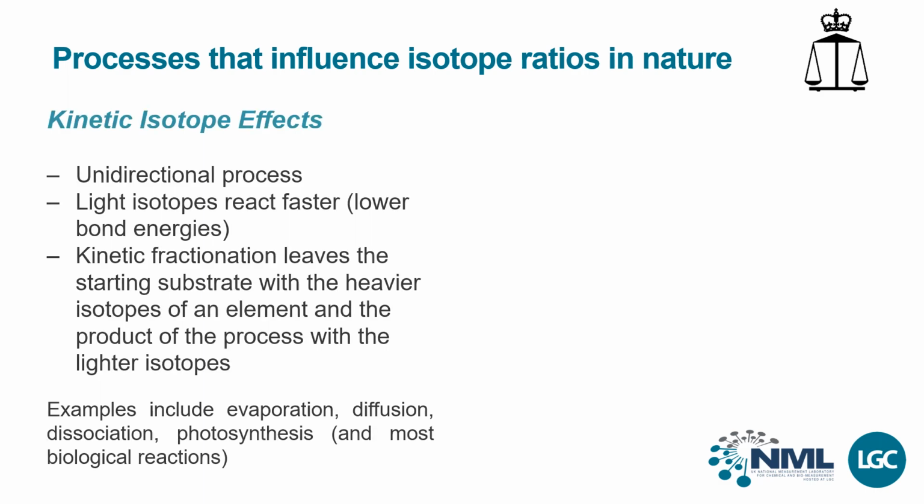The kinetic isotope effect is a unidirectional process and is due to differing energy requirements of isotopes during a phase change. For example, during evaporation of water from a lake, it takes more energy to vaporize the higher mass isotope, so the water vapor will contain a relatively higher proportion of the lighter isotope in comparison to the liquid water.